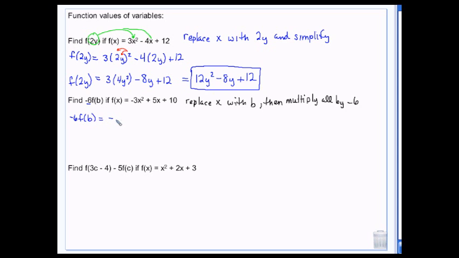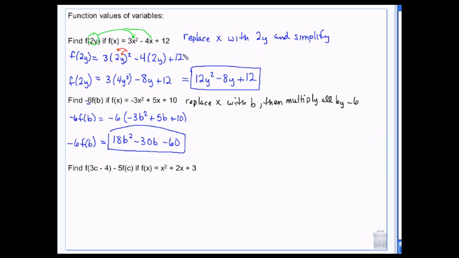I'm going to do negative 6 times. Every x is going to be replaced by a b. So this x, that x. And then I have to multiply it all by negative 6. So it's 18b squared minus 30b minus 60.